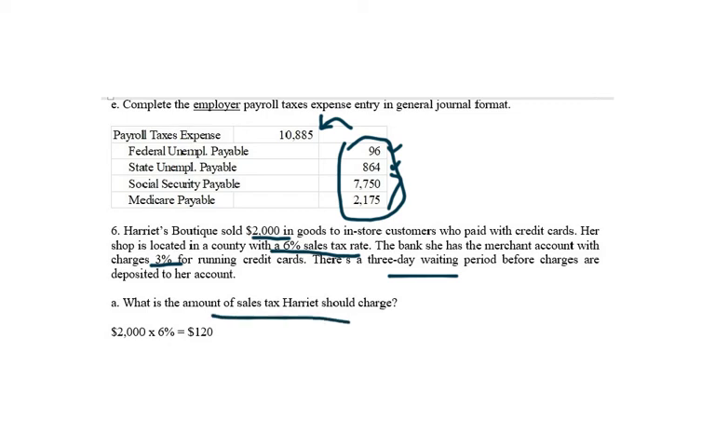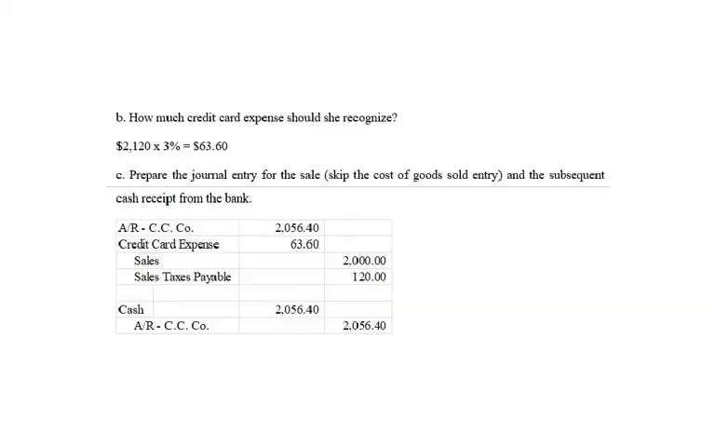First of all, what's the amount of sales tax you should charge? 2,000 at 6% should be $120. Okay, so that's kind of your beginning there. And how much should the credit card expense be? Remember, for that, it's going to be the amount of the sale, $2,000, plus the sales taxes of $120, so $2,120. That's where I'm getting that from, at 3%. So we should see a subtraction of $63.60 for that. So we're going to prepare the journal entry. Let's do my little check marks there.